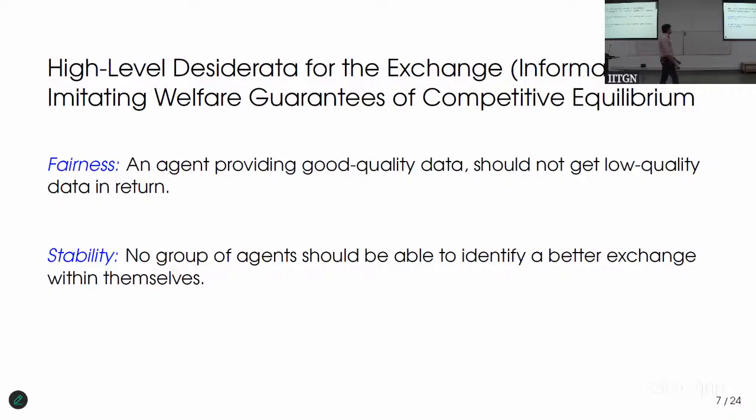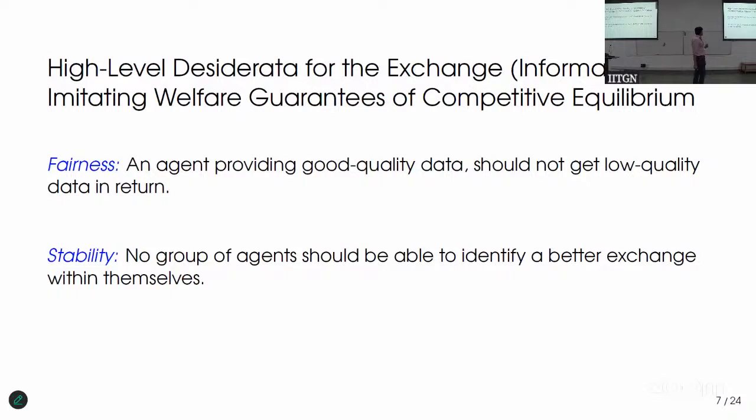The fairness guarantee that we would be seeking is that of reciprocity. Agents that provide good quality data should not be compensated with bad quality data in return. Similar to the previous talk, it's related to the free riding problem in some sense. This is actually satisfied by a competitive equilibrium. It's just that this condition is expressed in terms of the competitive prices.